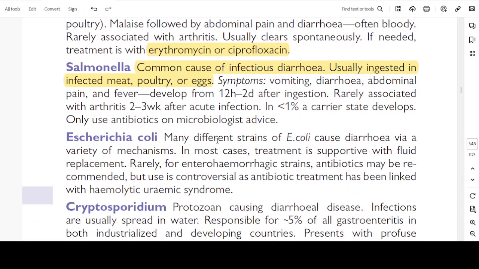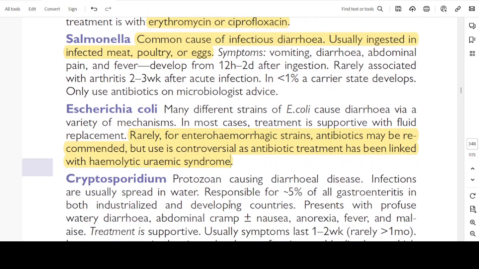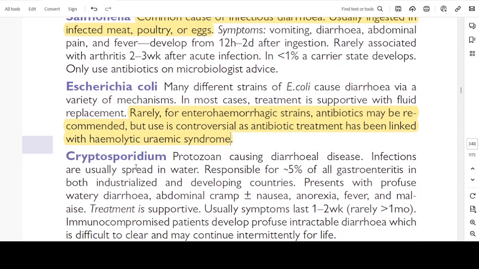Escherichia coli. Many different strains of E. coli cause diarrhea via a variety of mechanisms. In most cases, treatment is supportive with fluid replacement. Rarely, for enterohemorrhagic strains, antibiotics may be recommended, but use is controversial as antibiotic treatment has been linked with hemolytic uremic syndrome. So whenever an antibiotic is given, its use is controversial as it has been linked with hemolytic uremic syndrome in E. coli diarrheas.